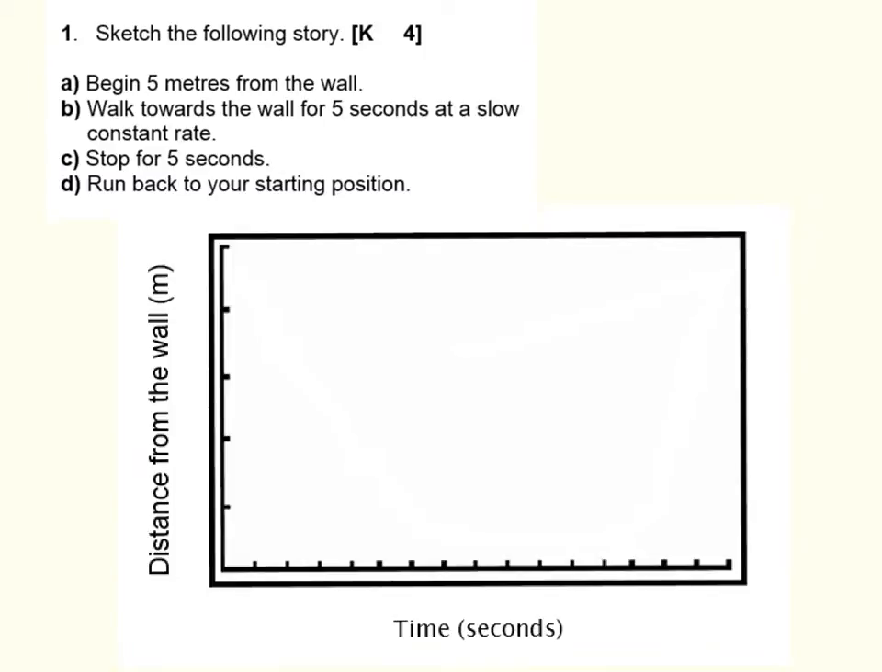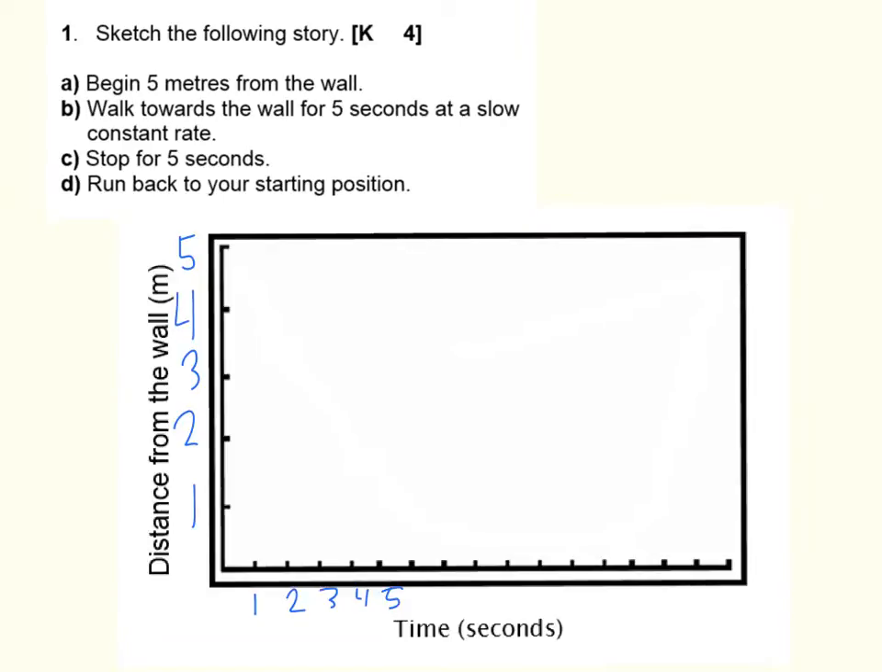So the first thing I need to do is put the numbers on the y-axis. So this will be 1, 2, 3, 4, 5. And I can do this because I can see the furthest away from the wall is going to be 5 meters. The second thing I need to do is label my x-axis. And you get the idea. This goes on and on down to the end, labeling each one equivalent to 1 second.